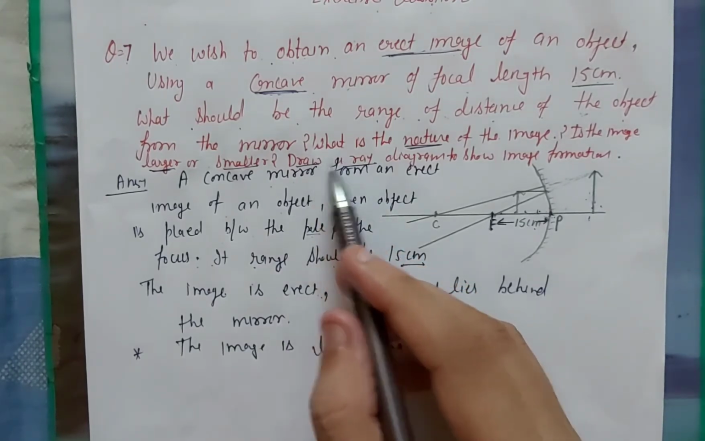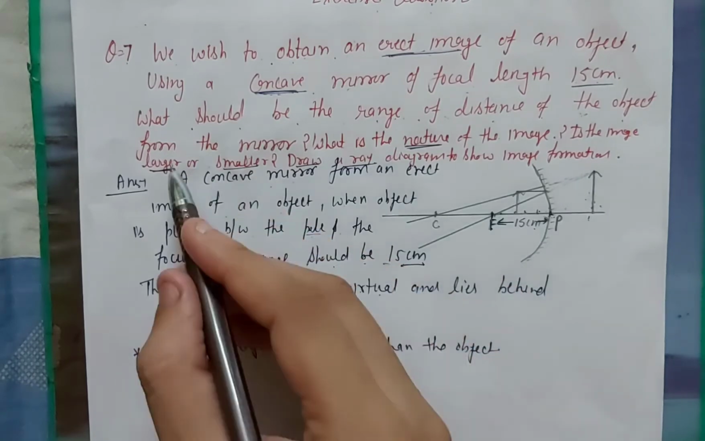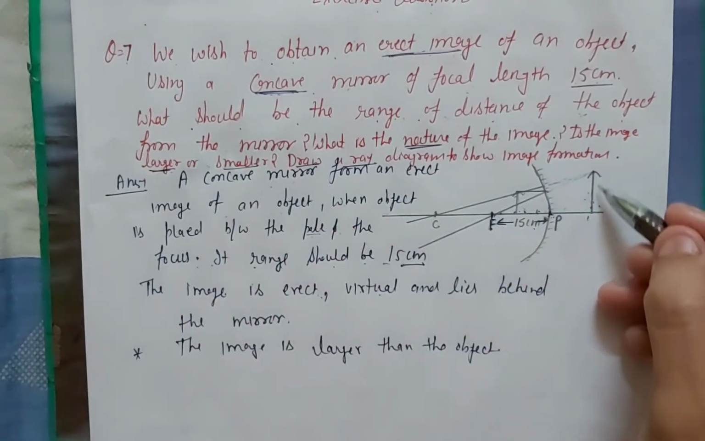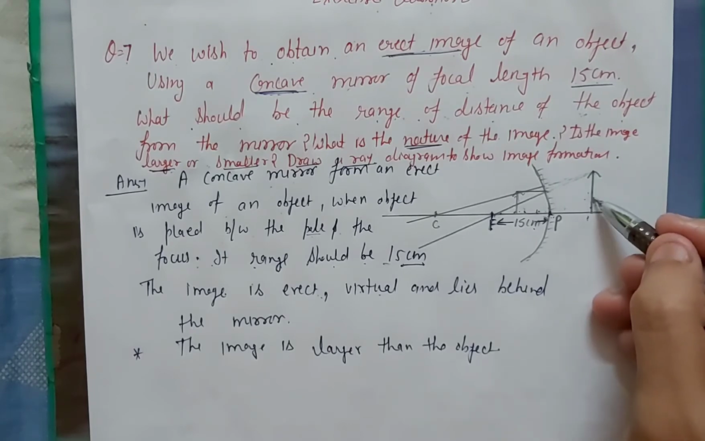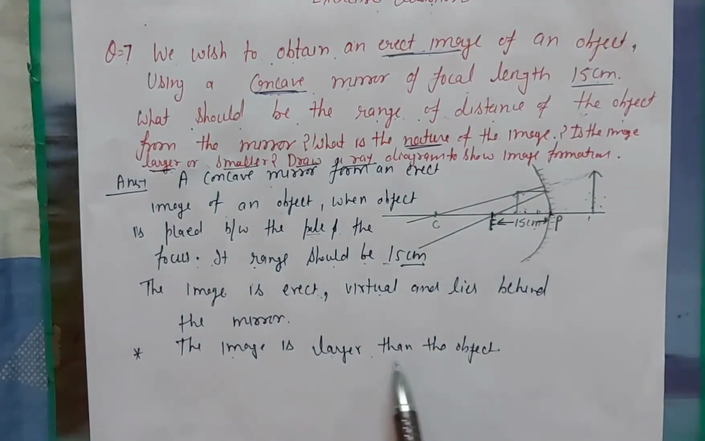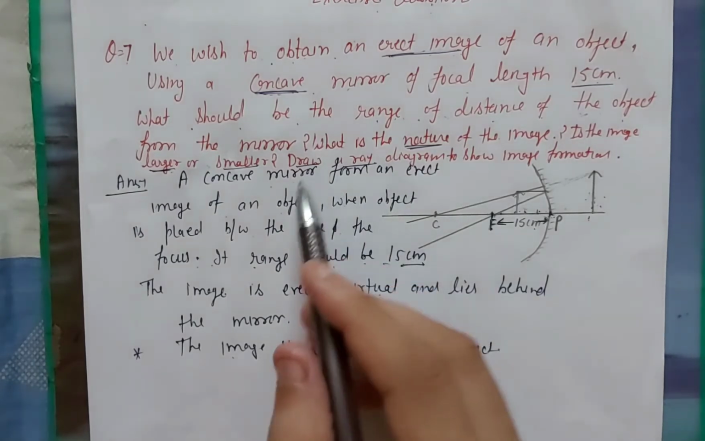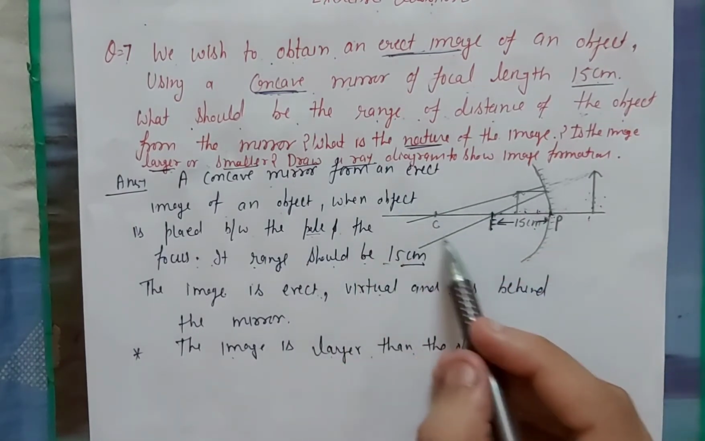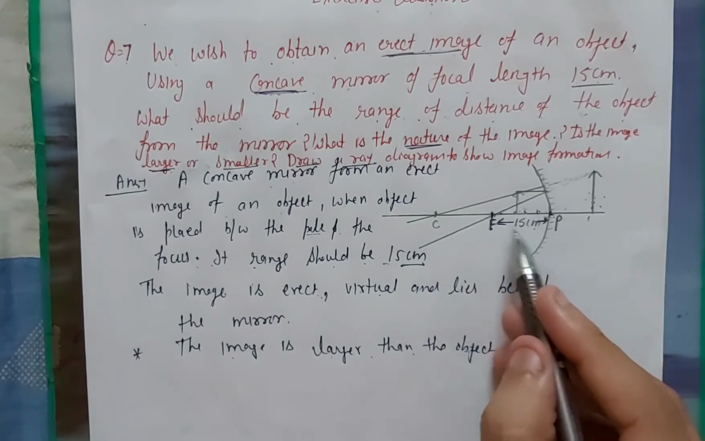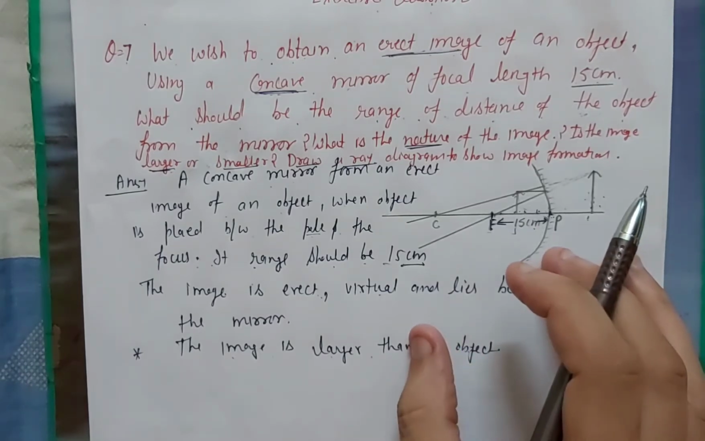Next question is, is the image larger or smaller? This is the object and this is the image. So the image is larger as compared to the object. Now draw a ray diagram. This is the ray diagram when the object is placed between the pole and the focus. So this is your 7th question answer.